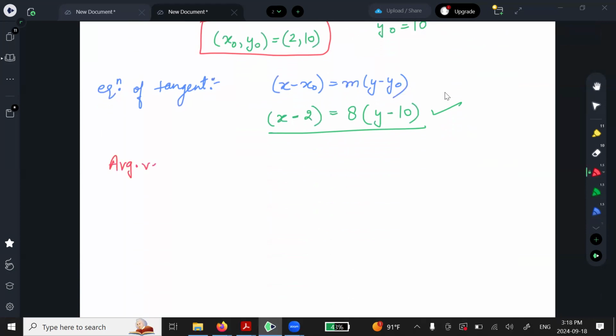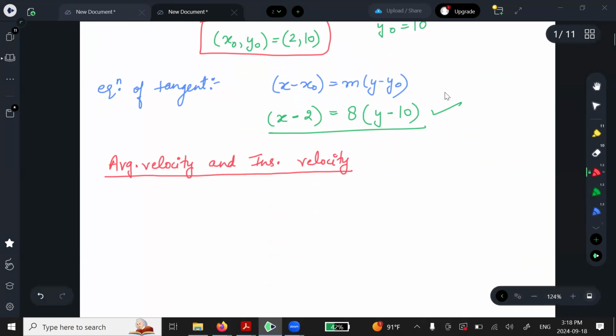From your review, average velocity and instantaneous velocity. You will notice two things. If you have the questions ready, there's only one question. You are given in the question the distance function. How many have printed the review? Just like me.